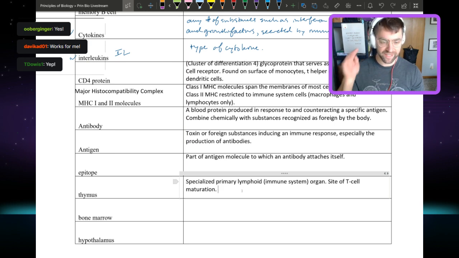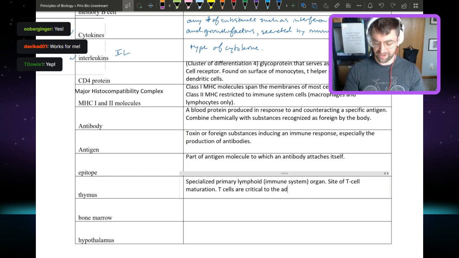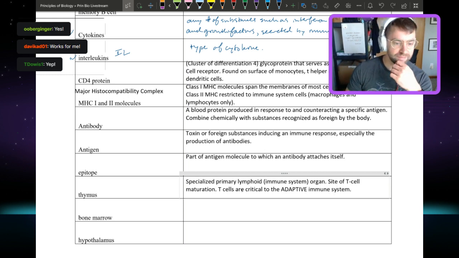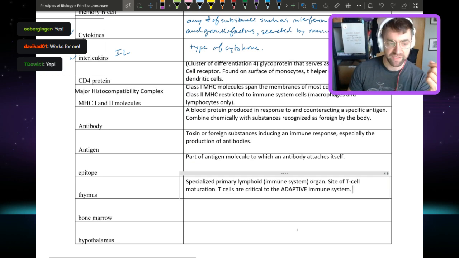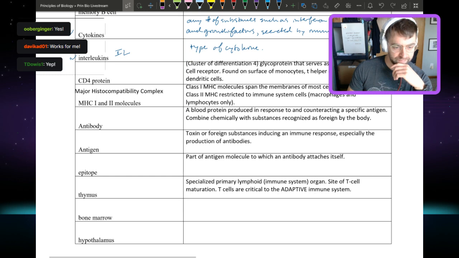Yeah, and just to drive this home again, T cells are critical to the adaptive immune system. I don't think that was above, but we're going to put it here. I'm just going to put it in all caps. Where the body adapts to a specific invader, specifically to foreign invaders, sorry. Cool.